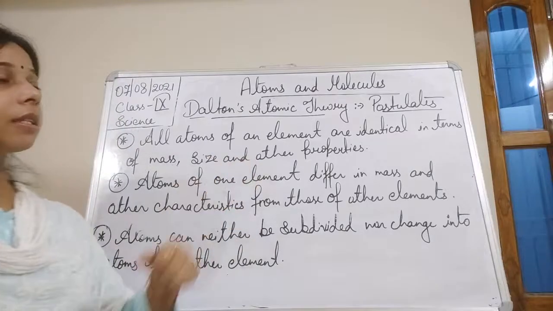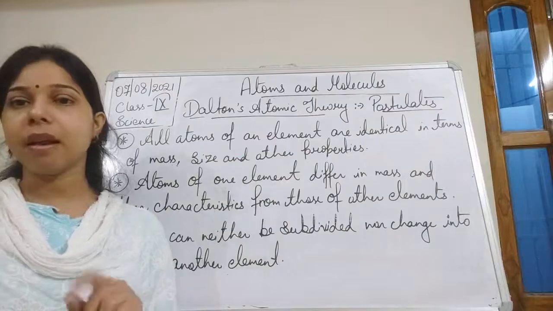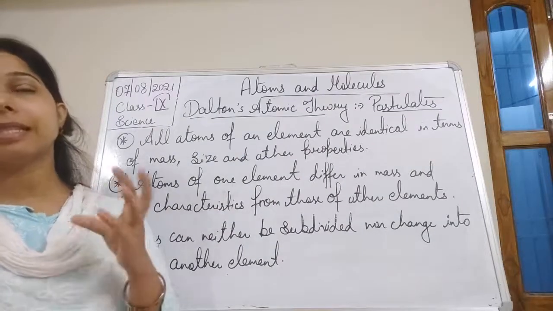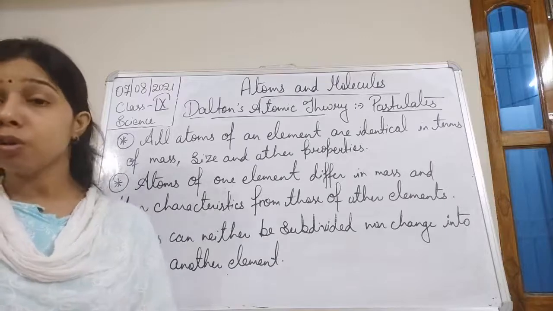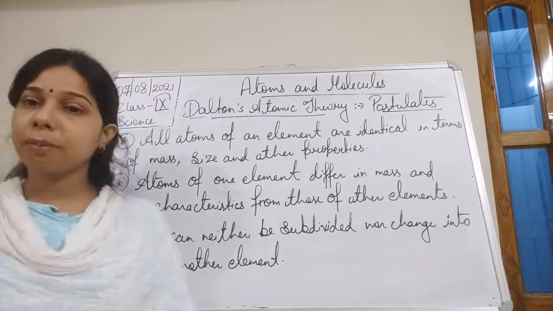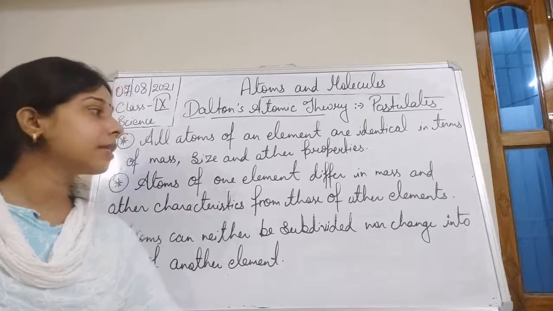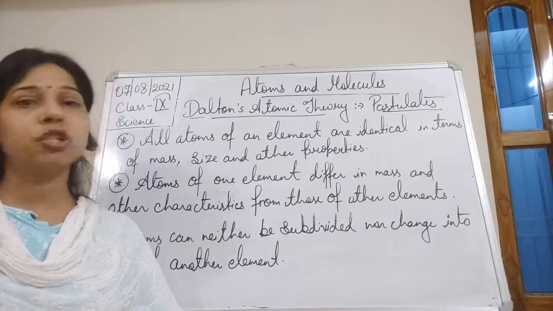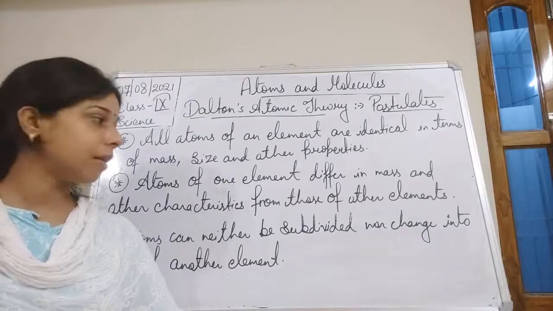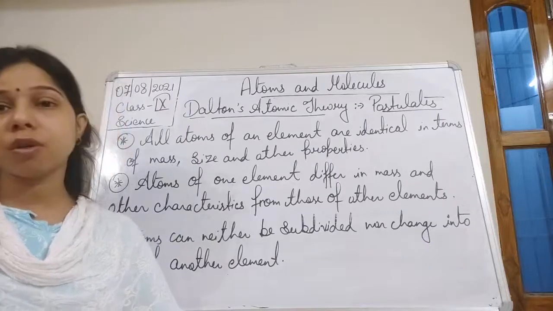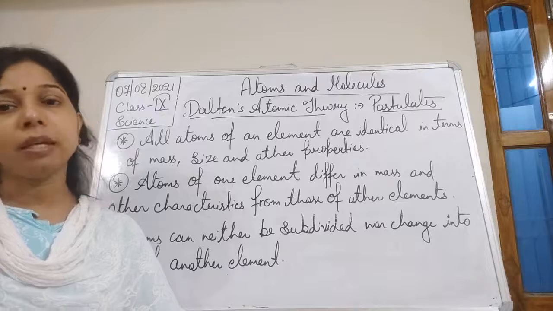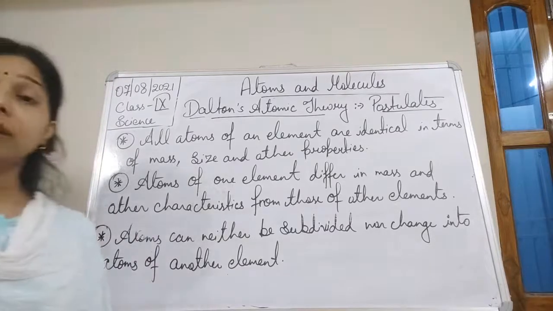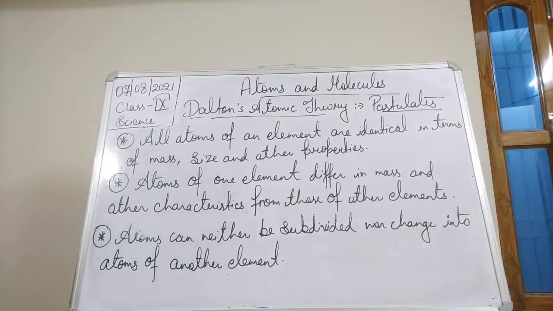In the first case he said that if two elements have the same mass, they must have the same properties. And in the second case he said that if two elements differ from each other on the basis of mass, then the characteristics are also different from each other. Finally, he explained about the chemical combination also.